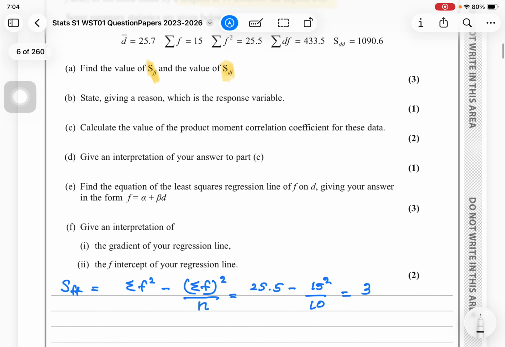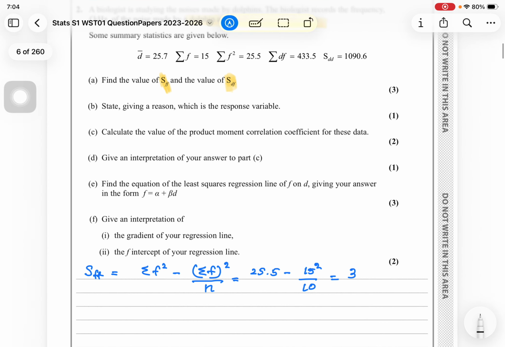Now the other one would be getting the SDF. That would be sigma df minus sigma d times sigma f divided by n. So what we're going to have is sigma df, that is given as 33.5, minus sigma d. Sigma d is not given, sigma f is given and n is given. Let's quickly find the sigma d.